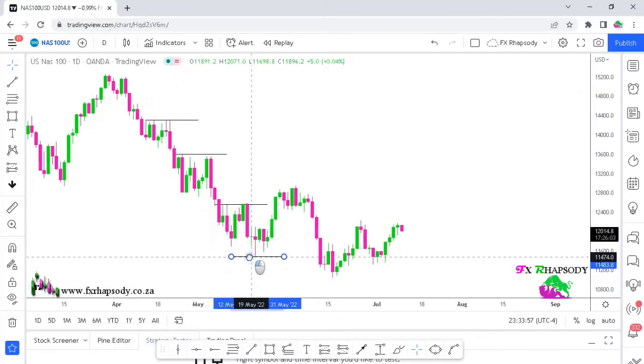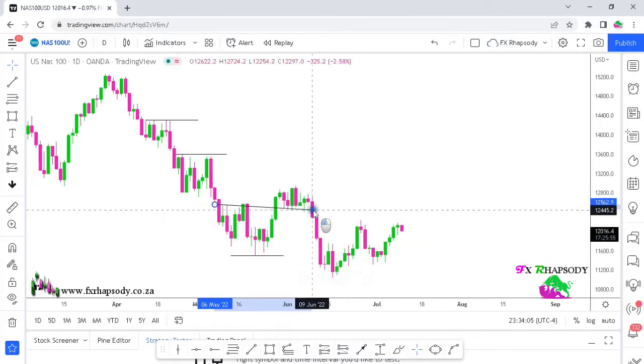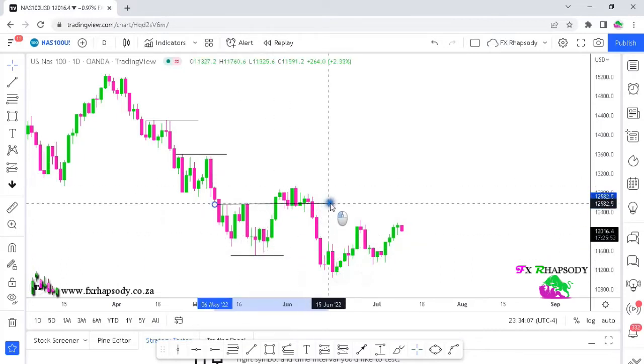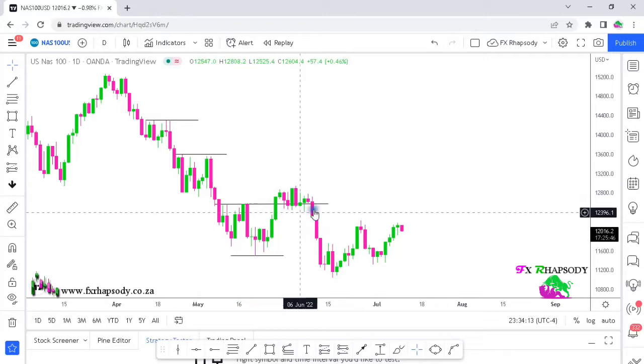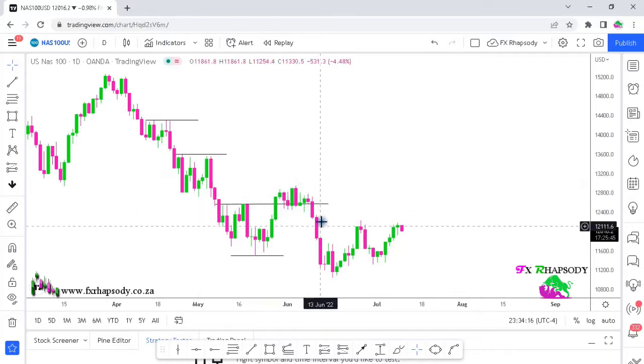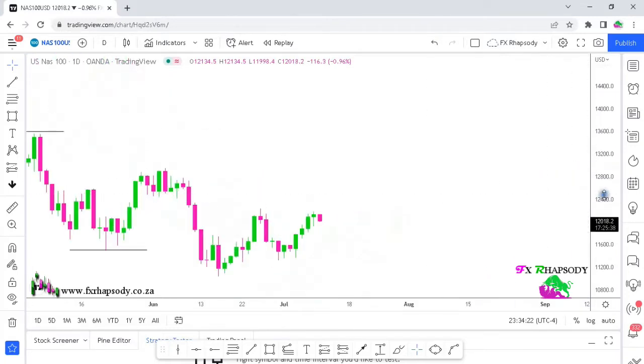So it created this low. Price moved up. It tapped into that liquidity. Okay, it took out some liquidity at the top there, in this area over here. And then with that liquidity that was tapped, let's just take that out. Just zooming in so we can see clearly.